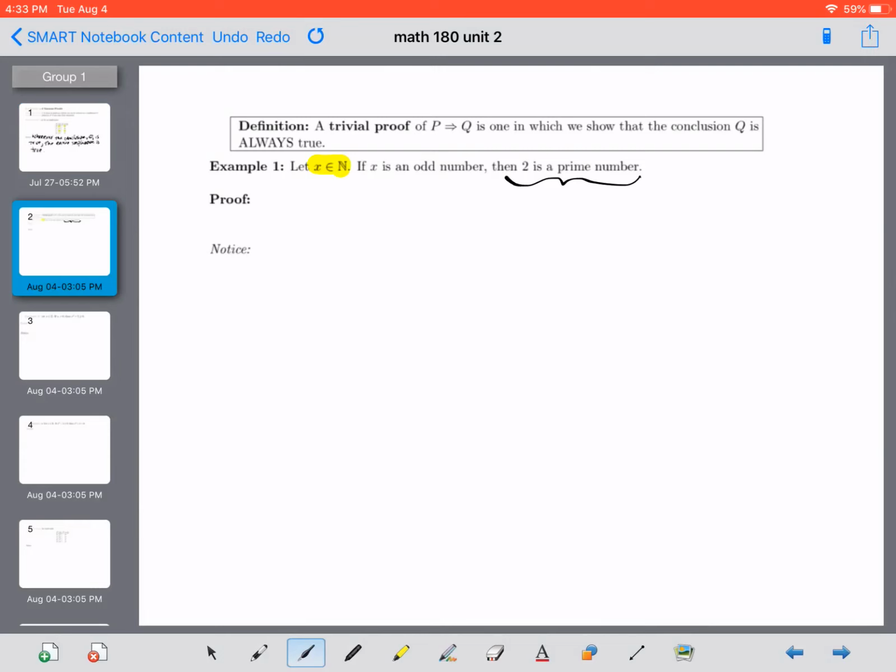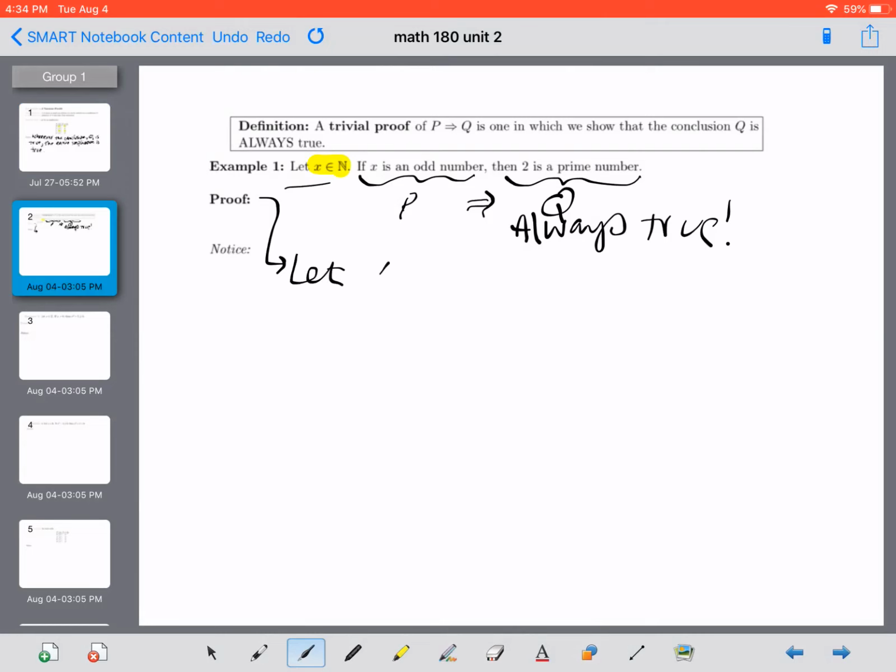Right? So just so that we're clear, this is a conditional statement of the form if P, then Q. If x is an odd number, then 2 is a prime number. And the conclusion, Q, is always true. That means we can use a trivial proof here. Okay, so let's write out what this proof looks like. Now, if your assertion that you're trying to prove starts with an assumption, like ours started with let x be an element of n, our proof is going to start with that same assertion, even if it doesn't particularly matter. Let x be an element of n.